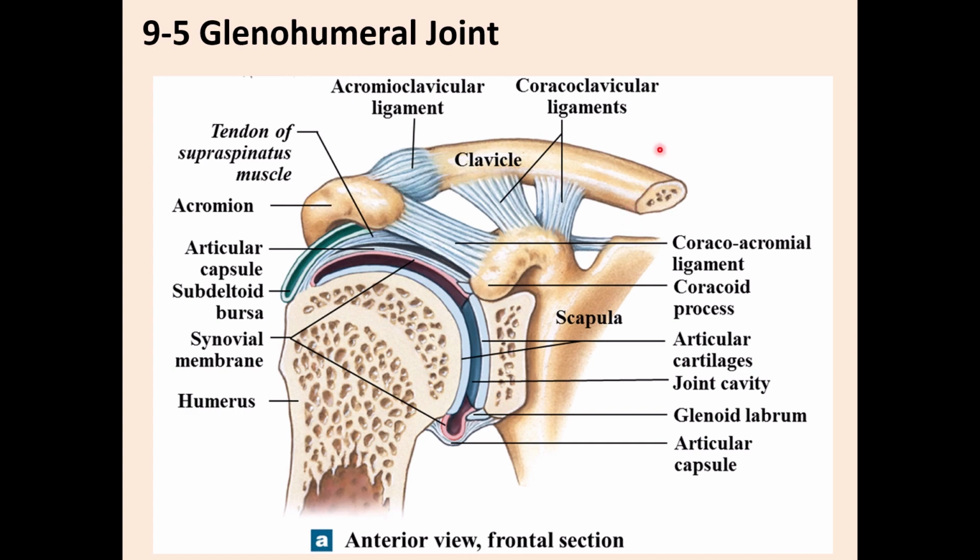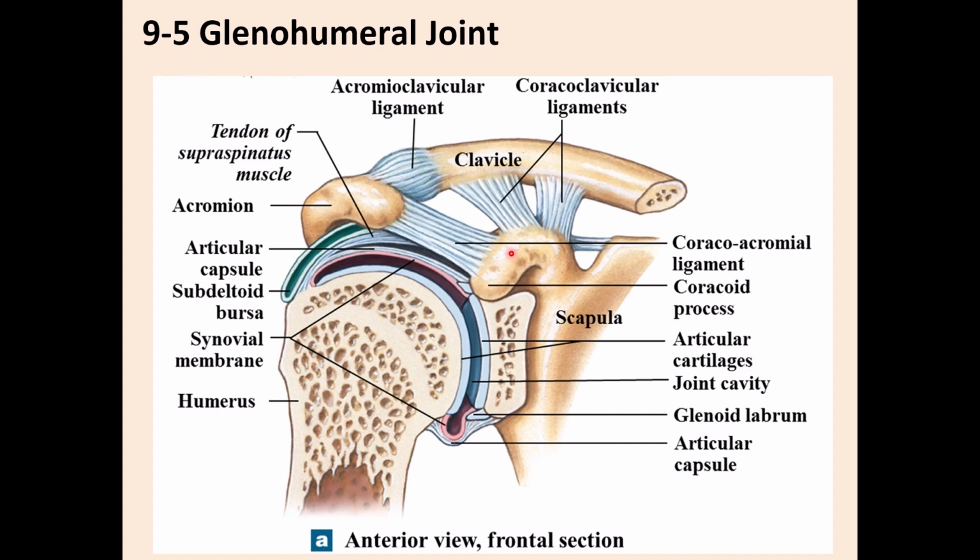The glenohumeral joint. This is also called the shoulder joint. For these ones, I recommend you look at the bones first. That will be easy to remember, okay? So look at here. This is the scapula.